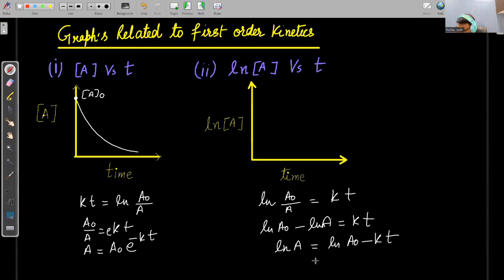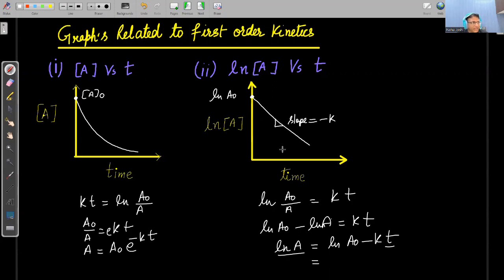If we simplify this, we can say that this is Y, this will be X. So it is a straight line with positive, it depends कि positive या negative intercept, it depends the value of A naught. So this value is ln A naught, और इसका स्लोप जो है वो नेगेटिव है. स्लोप की वैल्यू अगर हम कैलकुलेट करें, सो द वैल्यू ऑफ स्लोप इज इक्वल टू माइनस K. So value of slope is minus k.